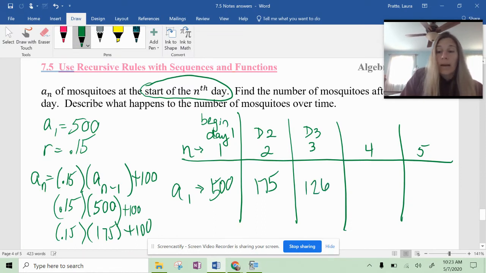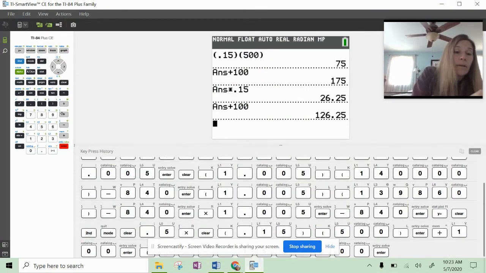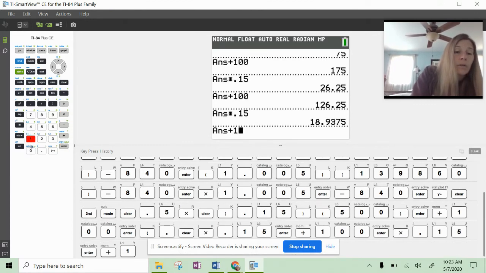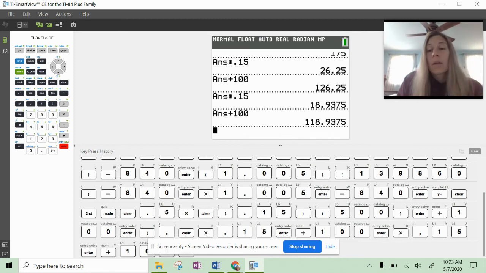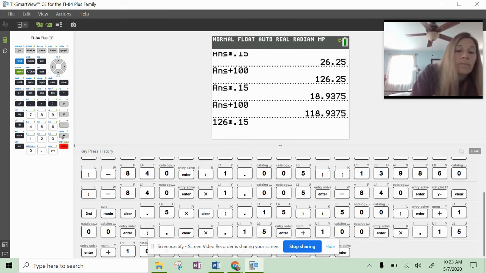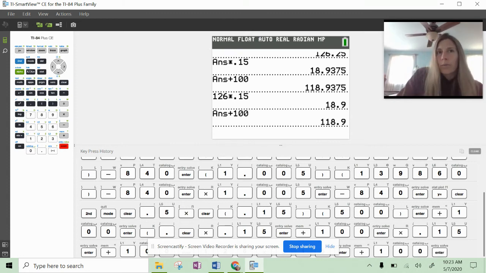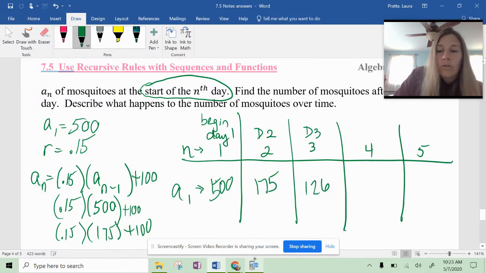And now let's see what we have at the beginning. That was the beginning of day 3. So now the beginning of day 4, we're only going to have 15% of those left, plus another 100. And that's going to round to about 119. Now, let's say we just put in the 126. 126 times 0.15 plus 100. You still have pretty close to the same number, so 119.